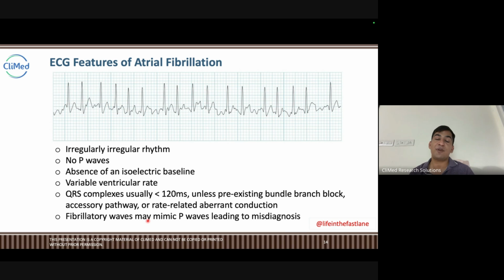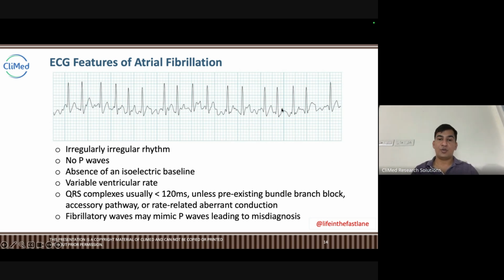No, because these are fibrillatory waves. In atrial fibrillation, they are called fibrillatory waves. In atrial flutter, flutter waves. So the whole diagnosis of atrial fibrillation you can understand here: irregular rhythm, absence of isoelectric baseline, no P waves, variable ventricular rates, and fibrillatory waves, which can mimic P waves.